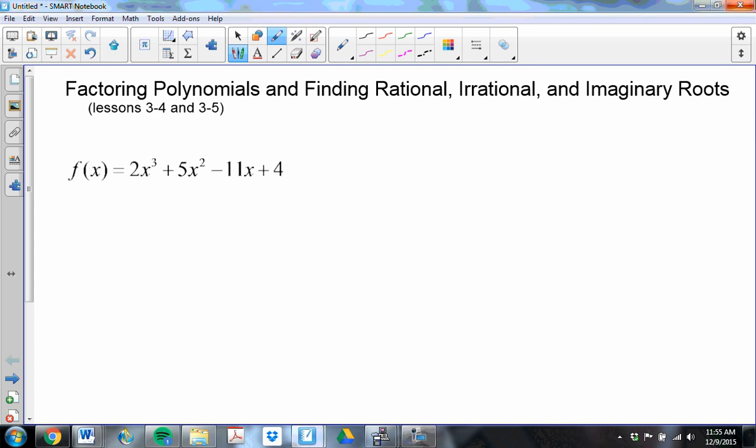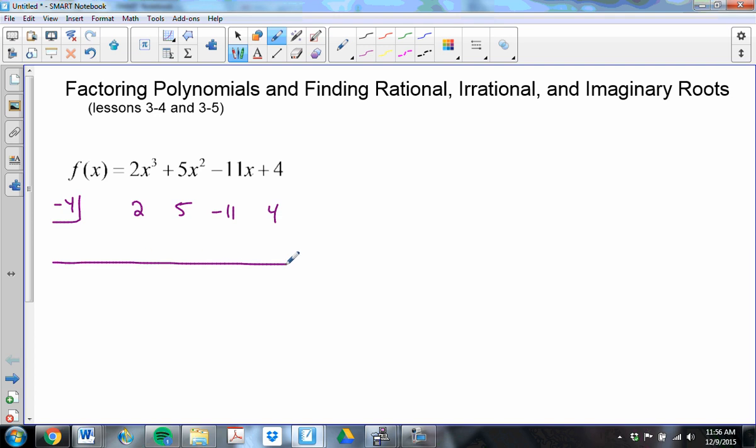I have a video on factoring polynomials, finding their rational, irrational, and imaginary roots. We talked in our last video about how I can take this expression, this polynomial, and using synthetic division, I can check to see if a number is a root. So say I pick the number -4. And I'm picking this because I know it actually is a root, but here's how we can check.